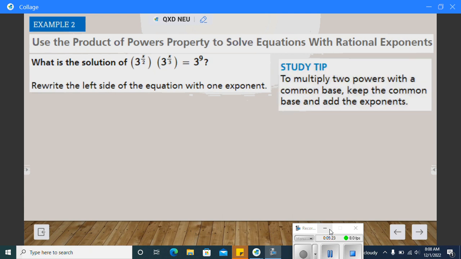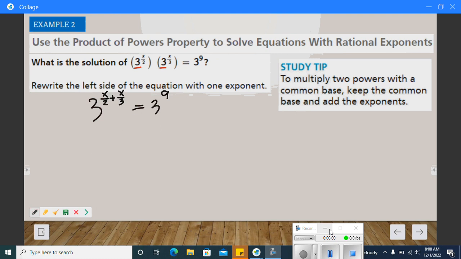Here's a study tip. To multiply two powers with a common base, keep the common base and add the exponents. So since they have the same base, 3, you can have 3 to the power of x over 2. Since they have the same base, you have to add them. x over 3 equals 3 to the power of 9.